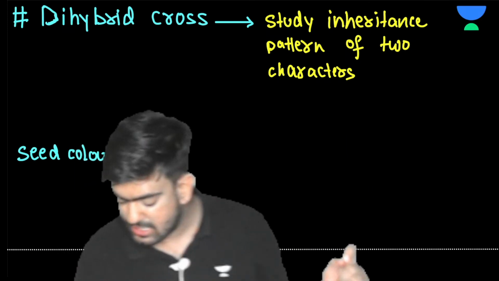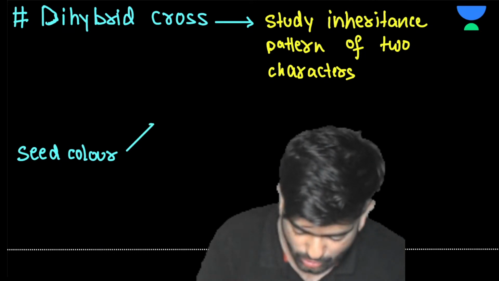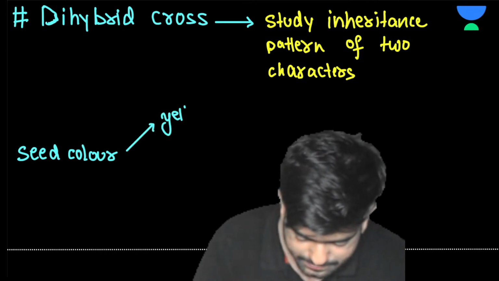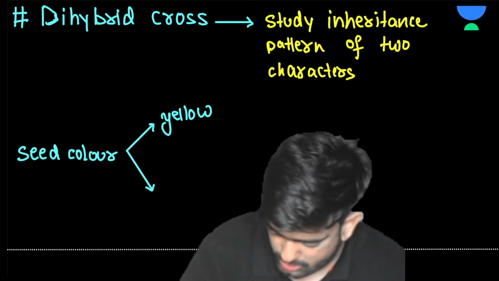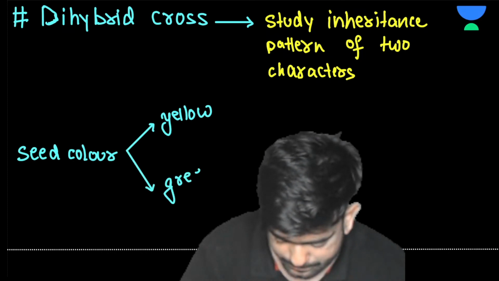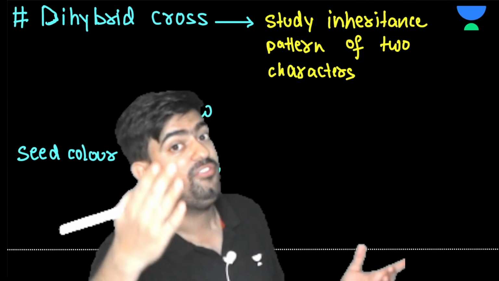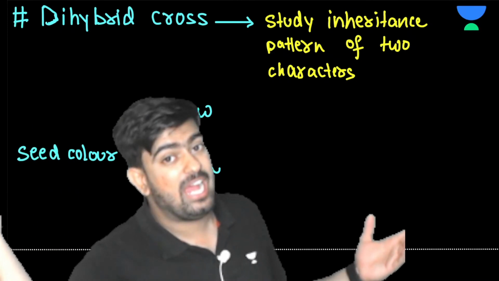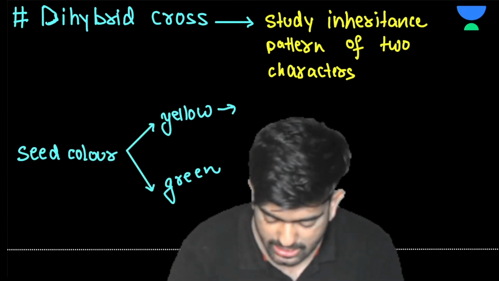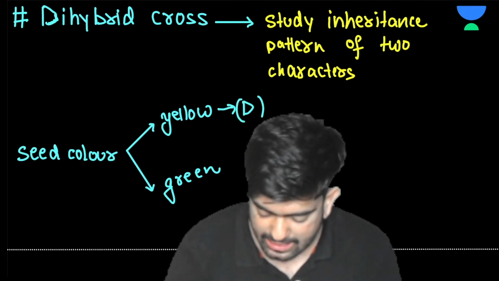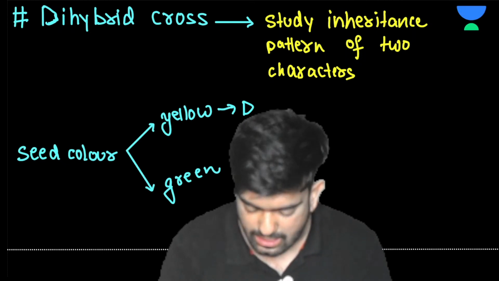So seed color was what? In some plants the seed color was yellow, and in some plants the seed color was green. Got it? Yellow and green. Which was dominant? Remember what we discussed in the first class. Yellow is dominant and green is recessive.